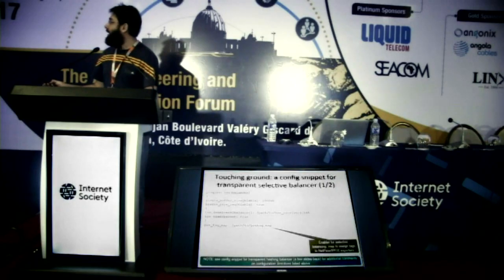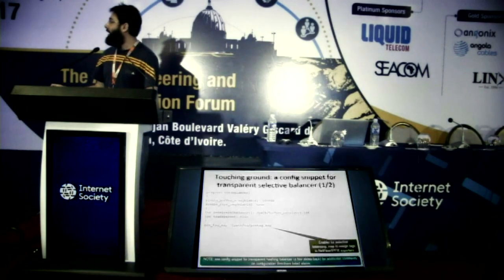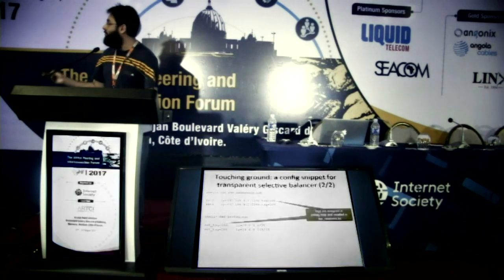This would be a transparent selective balancer. So again, we have the very same configuration as before. We have one extra line. This line, I'll go to the next slide to see what the content would be. So we have, you remember, our tee receivers list. In this case, we have two sets with two routers, and we have tags 100 and 200, but where we impose the tag is here.